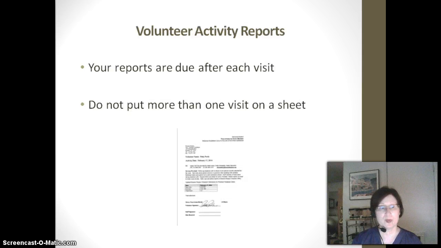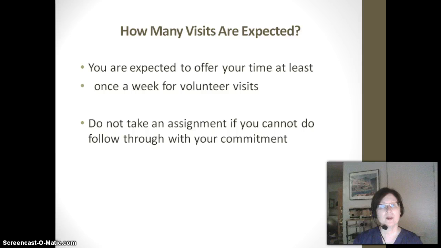There's also paperwork involved. Forms for volunteer activity reports are required for every volunteer activity. Please include the date, time, and the hours that you volunteered. Do not put more than one visit on a sheet. Your report may be submitted directly to the volunteer office. It can be faxed, scanned into a PDF document, and emailed directly to the volunteer director or coordinator for your convenience. While there are many responsibilities to keep in mind, we will explore just a few as reminders.